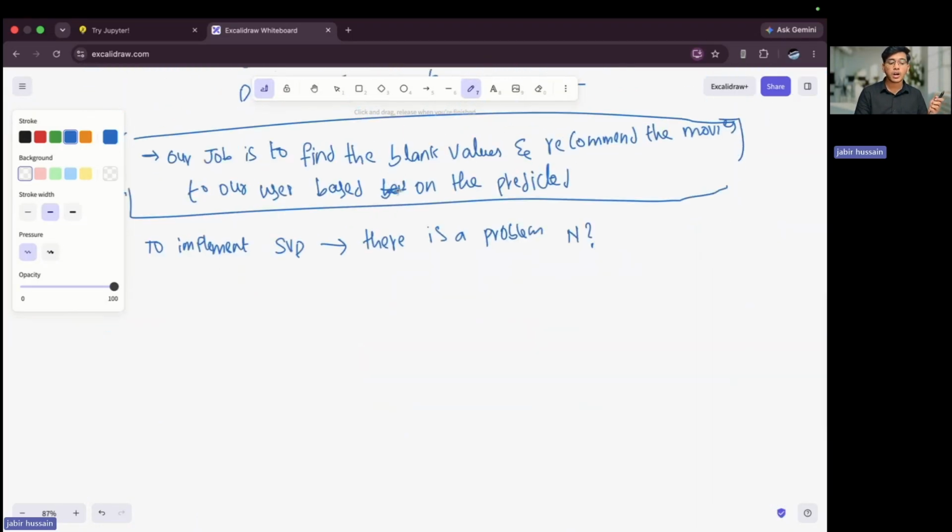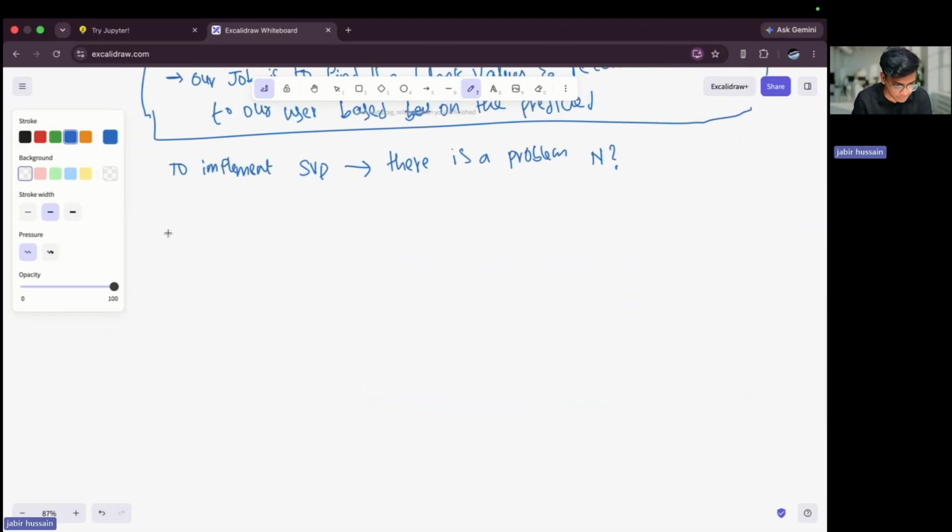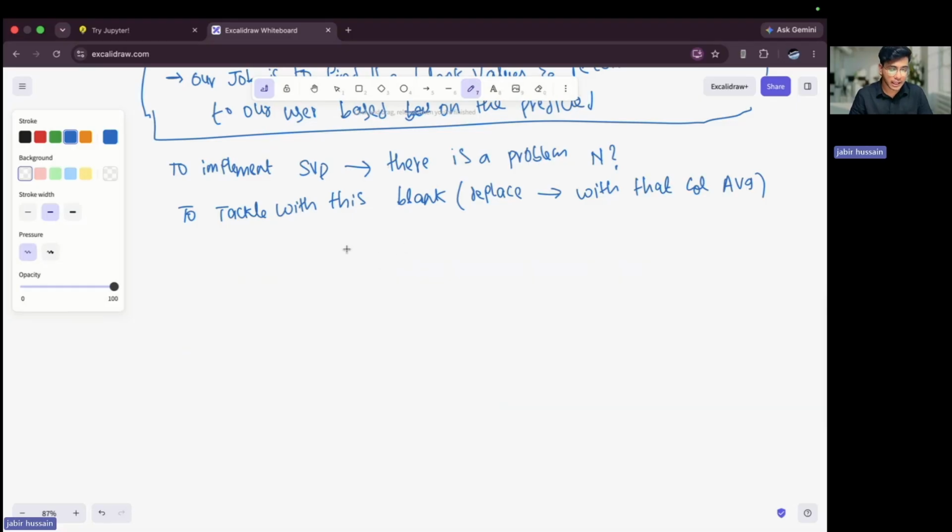We can. To tackle these blanks, different researchers and different organizations use different methodologies. But for our case, to make things simple, we replace the blanks with that particular column average.